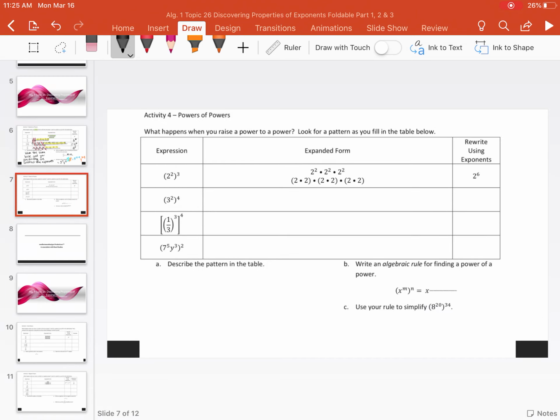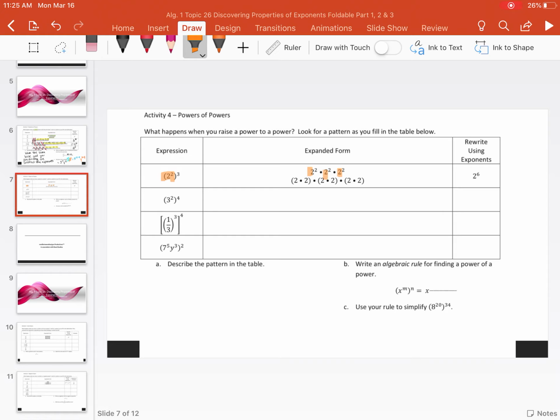Moving on to activity 4, we have powers of powers. So here we might have a power raised to a power. If we're looking for the pattern, in this example we have 2 squared raised to the 3rd power. That means this entire quantity of 2 squared, we're going to see 3 different times. 1, 2, 3.